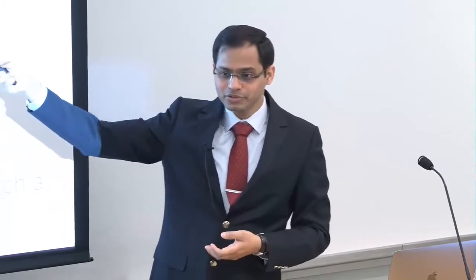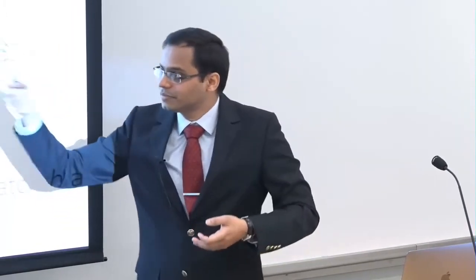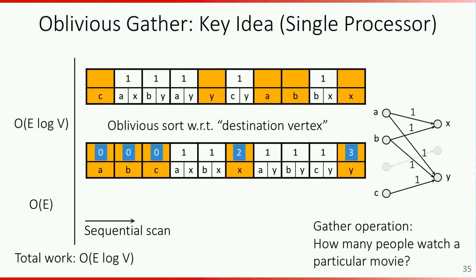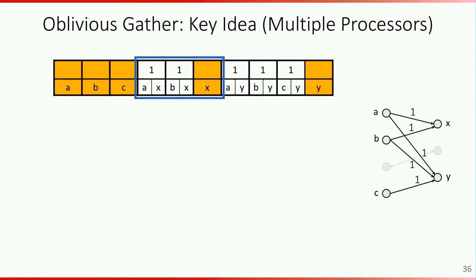So your oblivious sort operation over here takes E log V time for a graph of E edges and V vertices. And in practice, you would actually end up using something like a bitonic sort, which incurs E log squared V time. And the sequential scan requires order E time, so this requires a total work of E log V. One key aspect about such an operation is that this can be easily parallelized when you have multiple processors. So let us see how we do that.